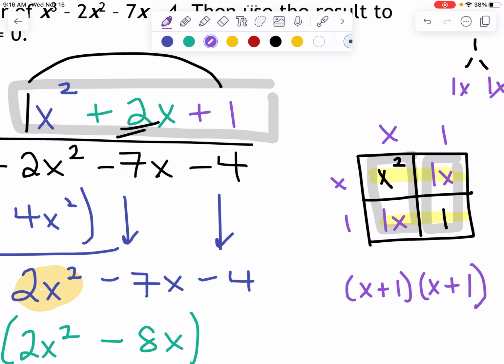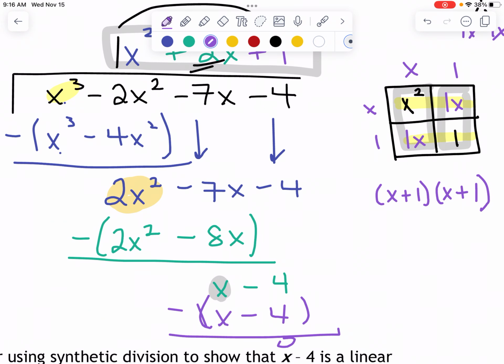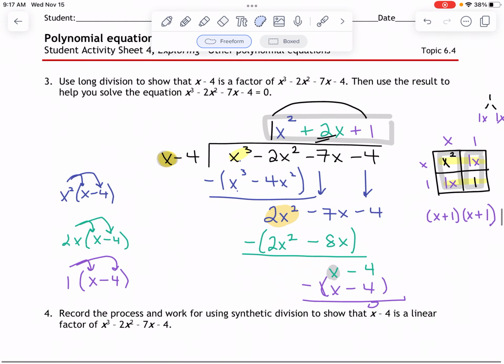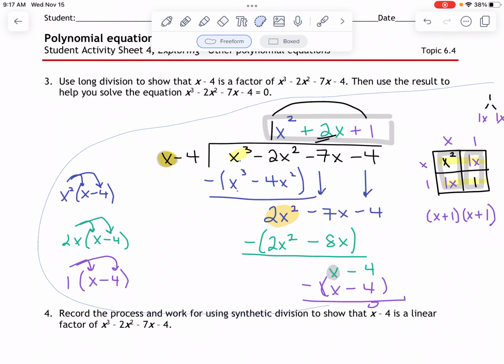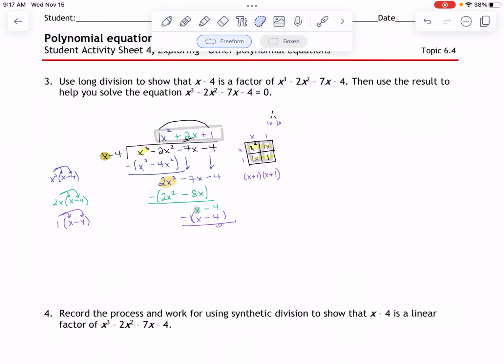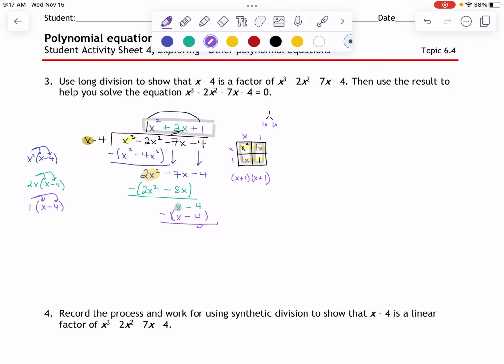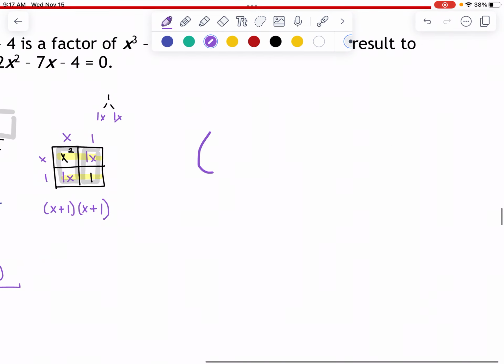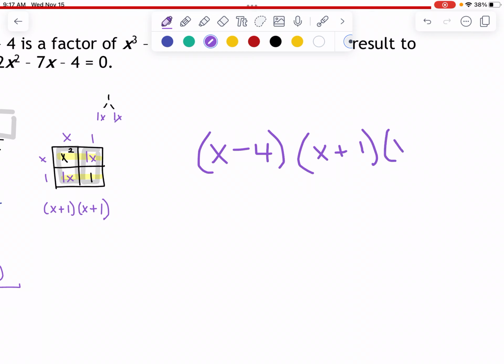Okay, remember at the very beginning, I'm running out of room here, so I'm going to shrink this all down. All right, at the very beginning, I divided by x minus 4, so I know x minus 4 is a factor. And when I divided, I got x plus 1 times x plus 1 as factors. So now this thing is totally factored.